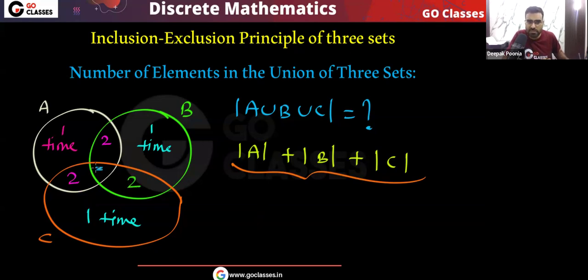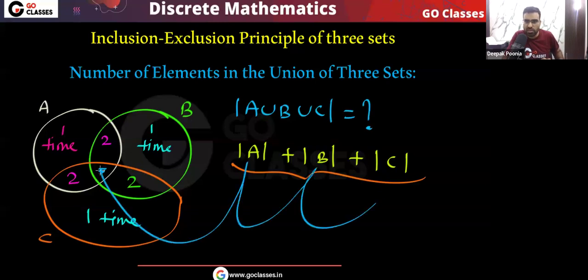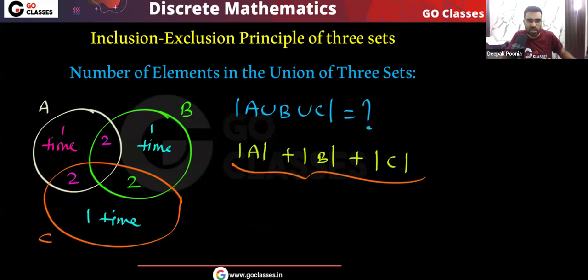What about these elements? They belong to set A also, set B also, and set C also. So you can see I have counted these elements in A also, in B also, in C also. So three times I have counted these elements. Let me write three here.